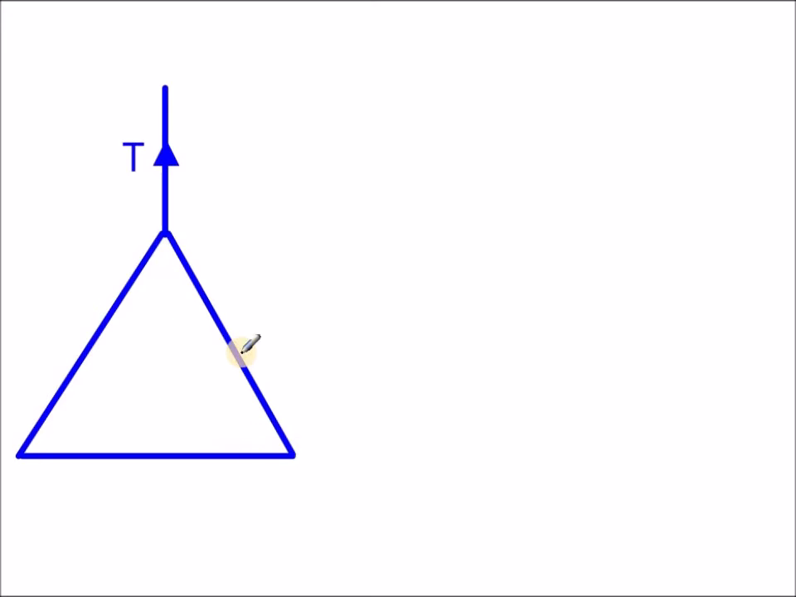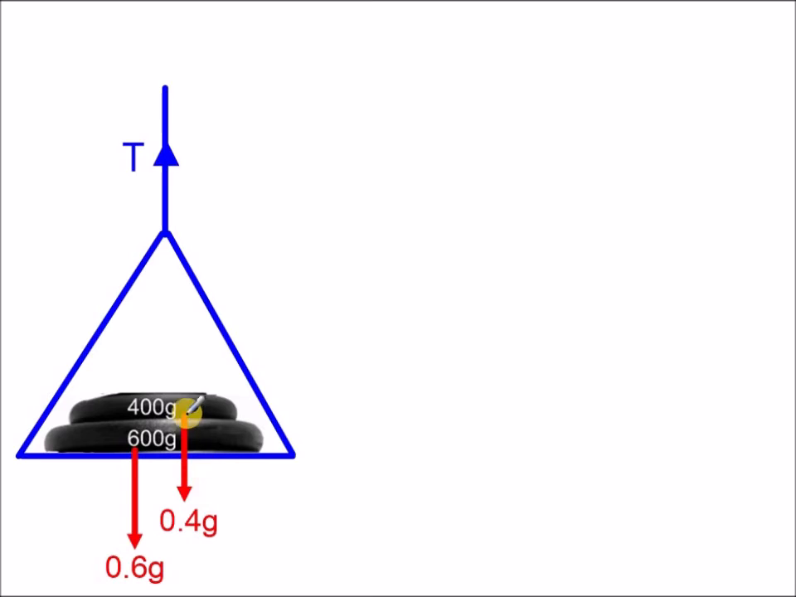Okay, so here's the balance, and here was the rope, and there's some tension in there, and we've got some masses here, a 400 gram mass, or 0.4 kilograms, and 0.6 kilograms. We should be working in kilograms and not grams. So their respective weights, and weight is a force.